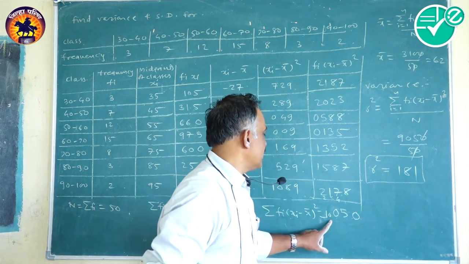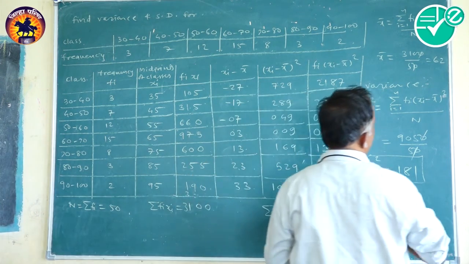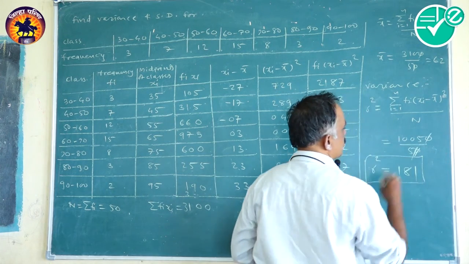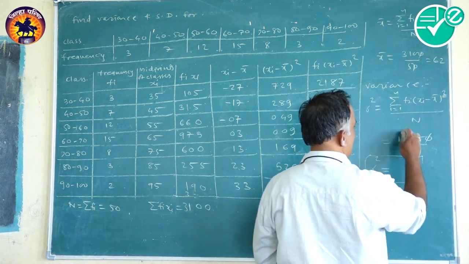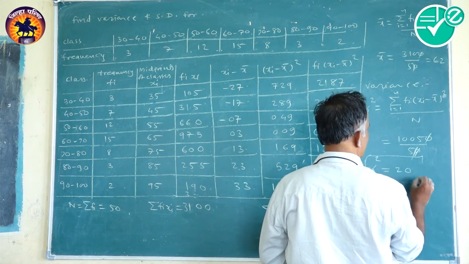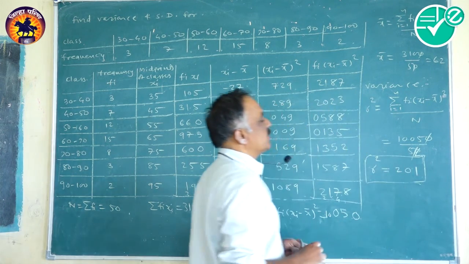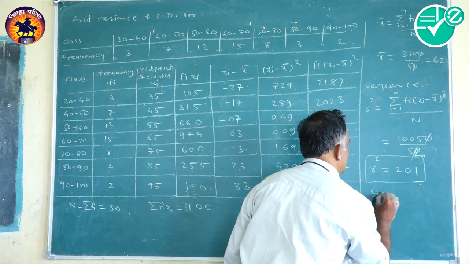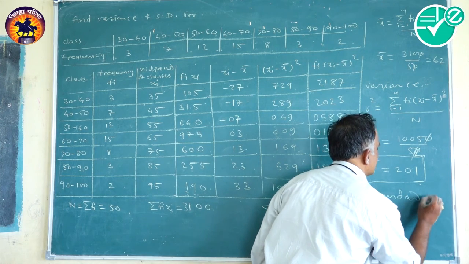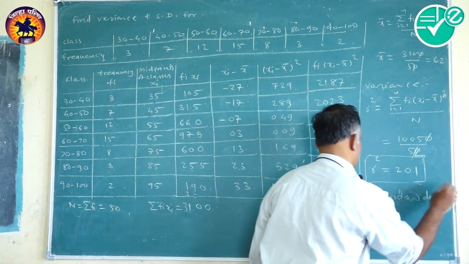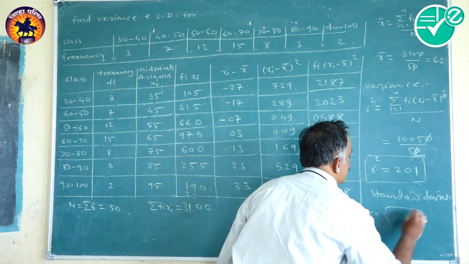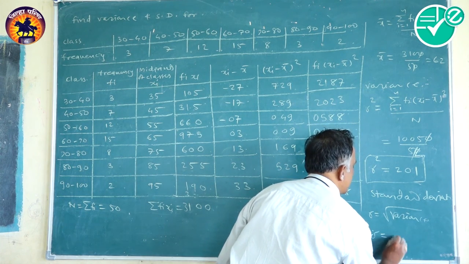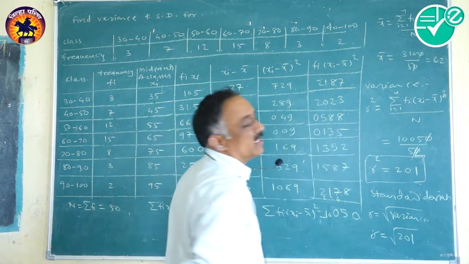The sum was actually 10050. So therefore it should be 10050. 0 cancels with 0. 5 into 2 is 10. 0 and 5 into 1 is 5. So therefore sigma square is equal to 201. Now standard deviation. Sigma is equal to the positive square root of the variance, which represents the standard deviation, and therefore the standard deviation will be square root of 201.